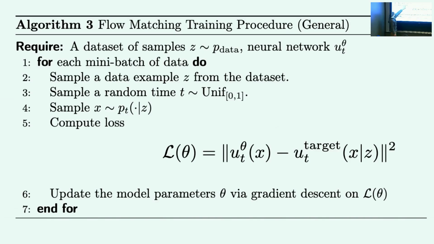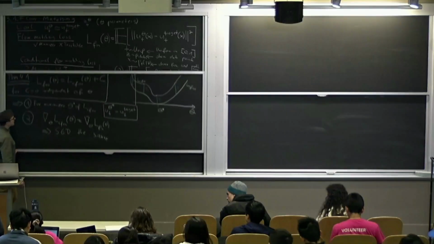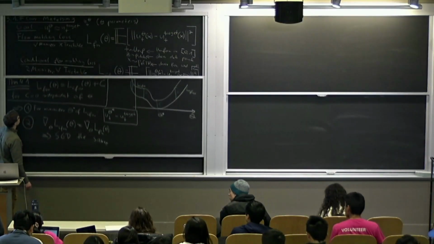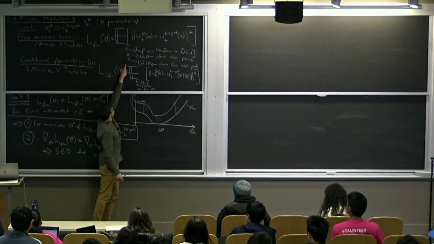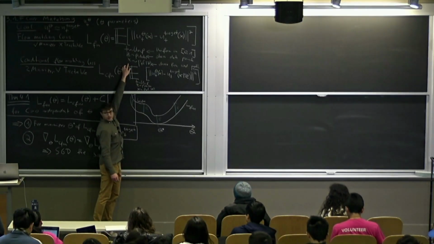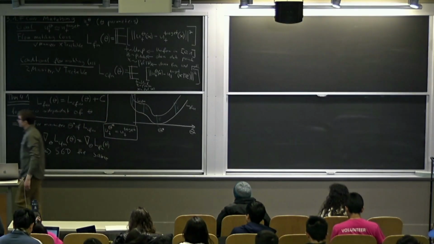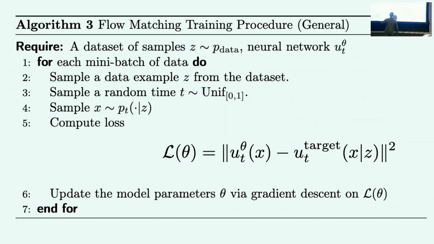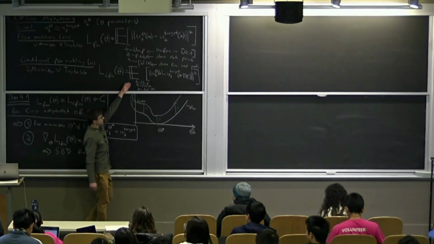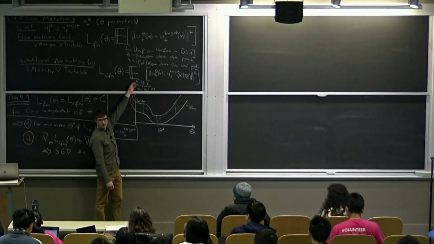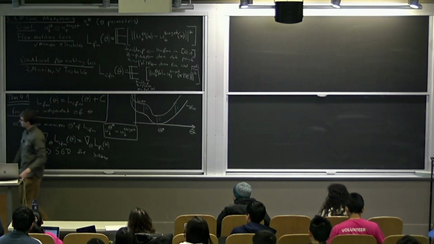You sample x from your conditional probability path. So what I'm describing here in the first step is this step: I'm sampling a random time t, a random data point z, and then an x from my conditional path. Then I evaluate this loss at x against my conditional target, which is the conditional flow matching loss. So I've just replaced this expected value with a sample from these objects, and so it's a Monte Carlo estimate of that.